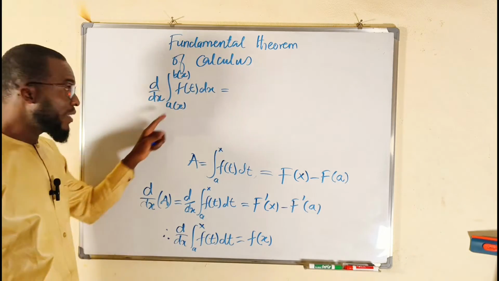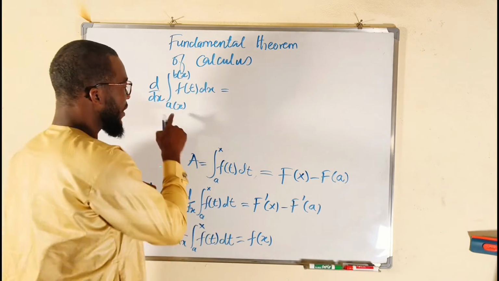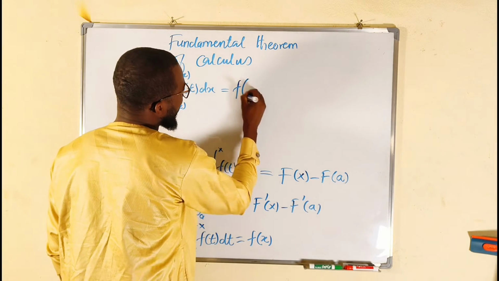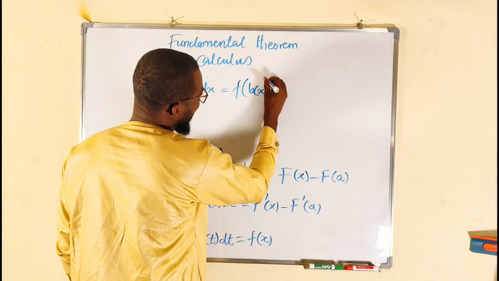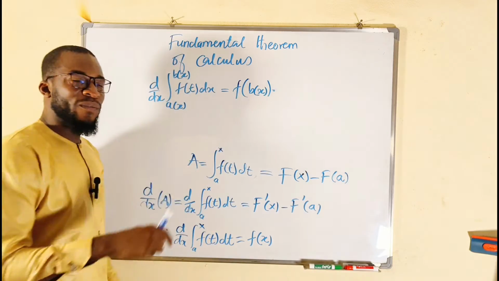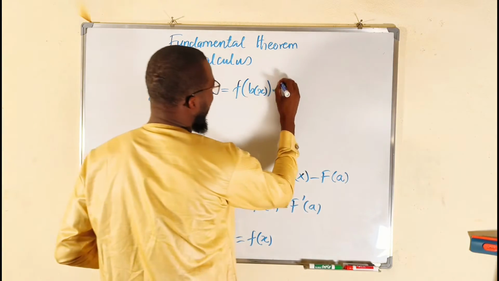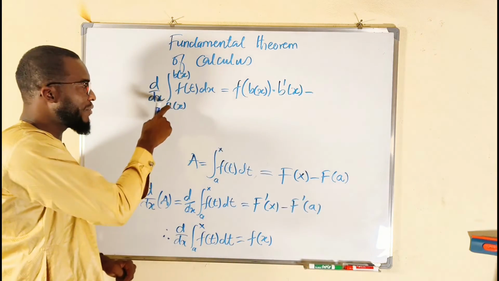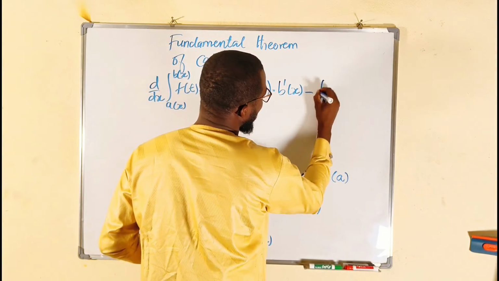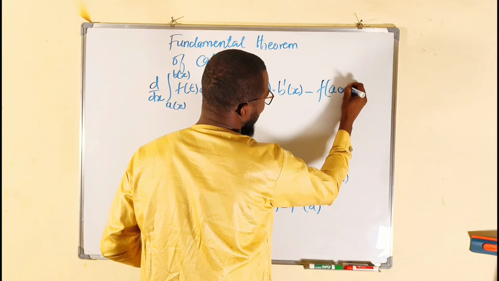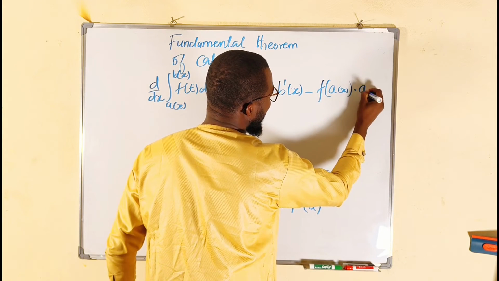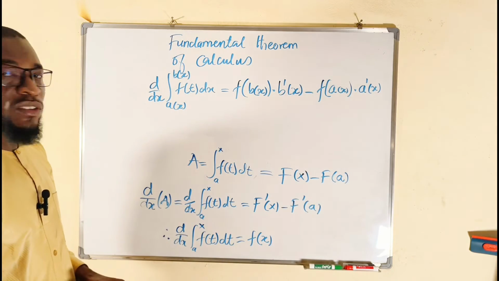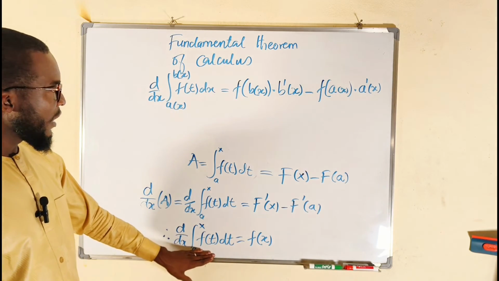This is the same thing as taking that function f of t, then you plug in the upper boundary, that is f of b of x. Then you multiply by the derivative of that upper limit, b prime of x. Then minus, take the function again, substitute the lower boundary, that is f of a of x. Then multiply by the derivative of that limit, a prime of x. So this is the general formula for this.